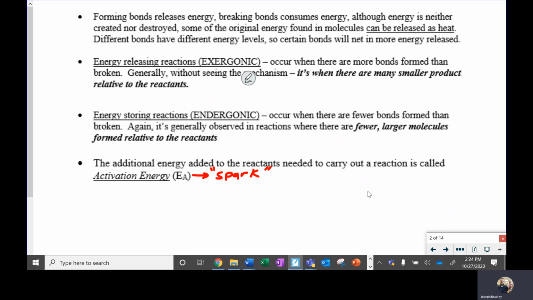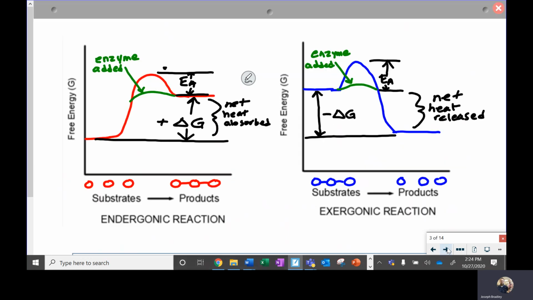And then you have the concept of activation energy. You have 2 graphs that represent exergonic and endergonic reactions. This graph represents the endergonic reaction on the left, the one in red. Basically you're forming larger products than you had substrates, so you need to add extra energy in the initial part, but a net amount of heat would be absorbed. This takes in energy, and the products will ultimately have a higher potential energy than the reactants did.